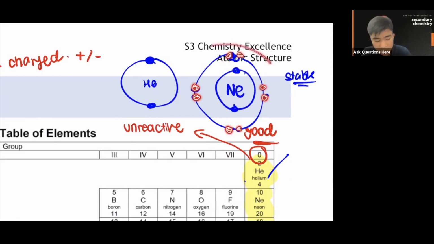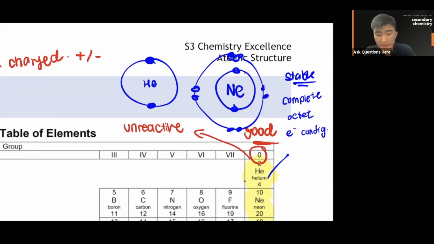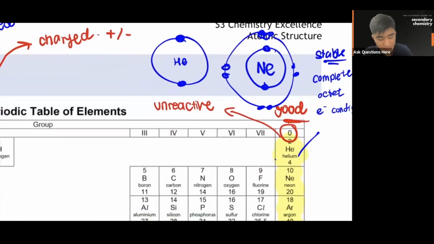And what do we call this arrangement over here? We call it the complete octet electronic configuration or electronic structure. Complete octet, right? So why is it octet? Because I got 8 electrons, okay? 8 electrons, therefore octet configuration. It's a complete configuration already.